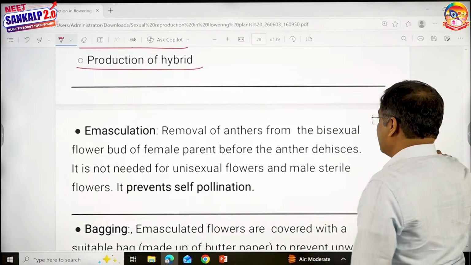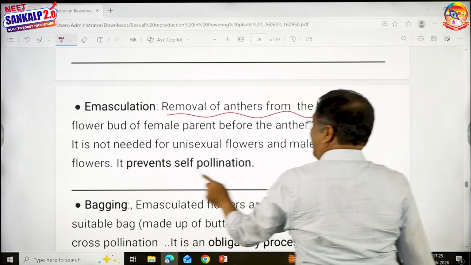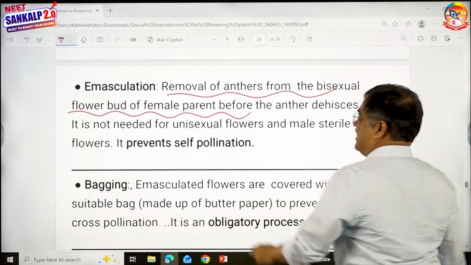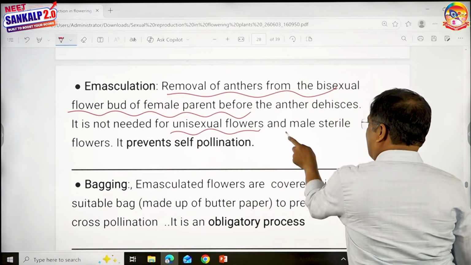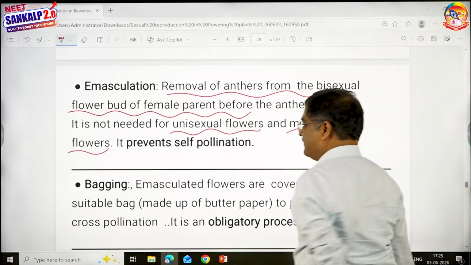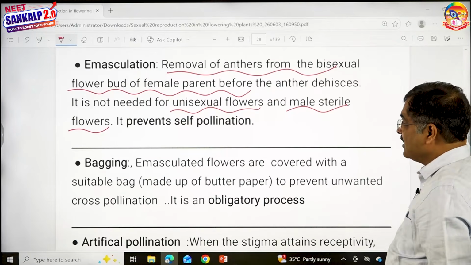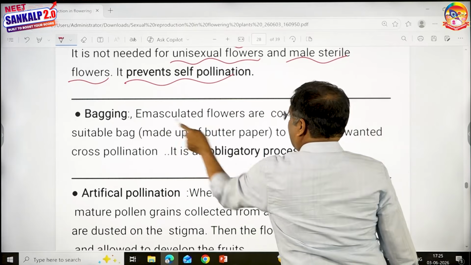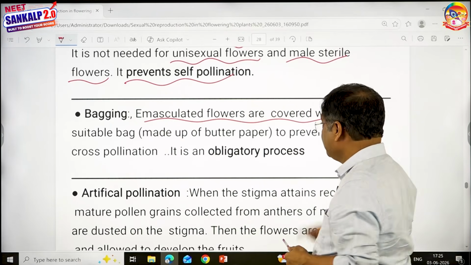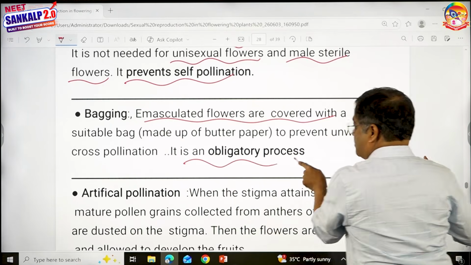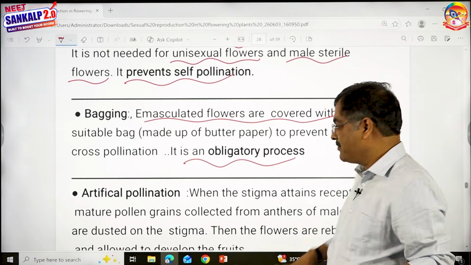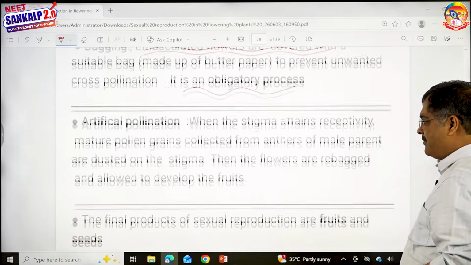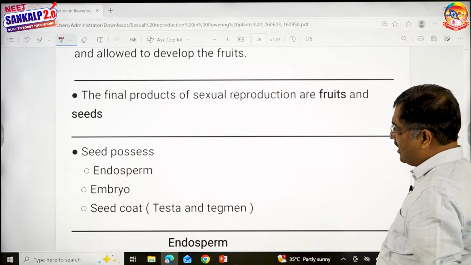So emasculation is the removal of anthers from a bisexual flower bud of a female parent. All right. It is not needed if the female parent is unisexual or if it is male sterile. By biotechnology, you can produce male sterile flowers in mustard. Emasculation prevents self-pollination. Bagging: emasculated flowers are covered with a suitable bag to prevent unwanted cross-pollination. You can't avoid this. Bagging is a compulsory process. Artificial pollination: you take the pollen and drop it on the stigma. That is very important.